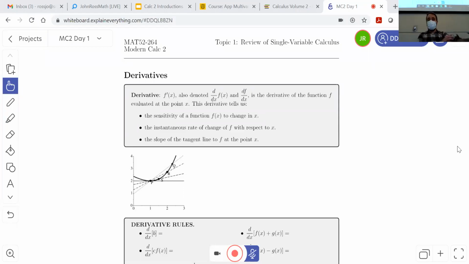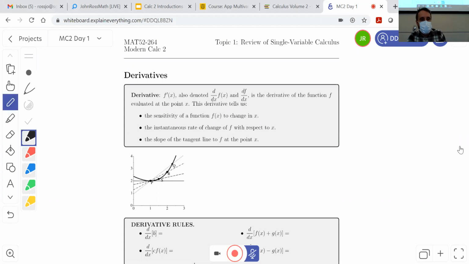So again, Calc 2 is building on our material from Calc 1, and in Calc 1 the biggest ideas were the question of derivatives and integrals and the connection between them. So we have to start with the definition of a derivative. And first of all, we have a little bit of notation here. We have three different pieces of notation.